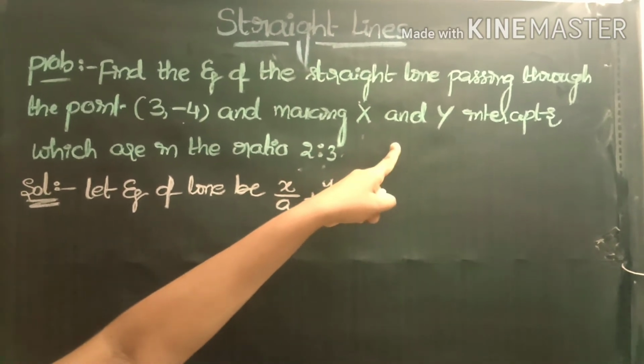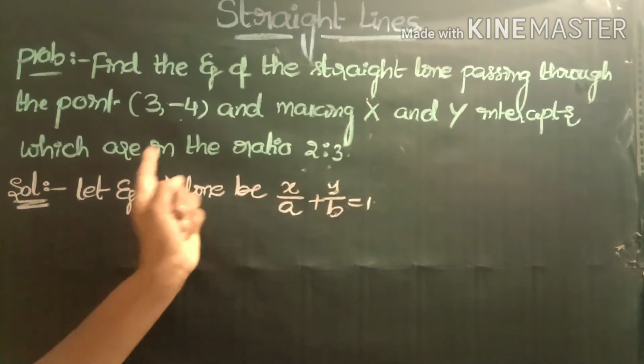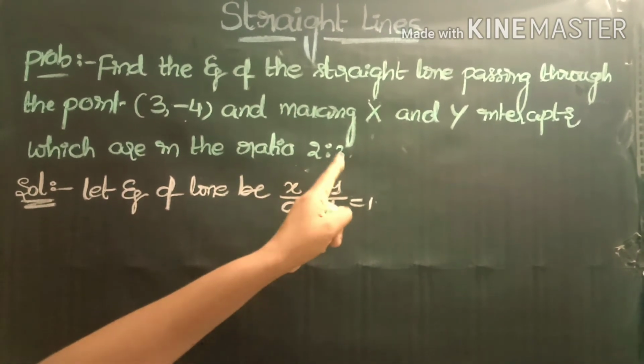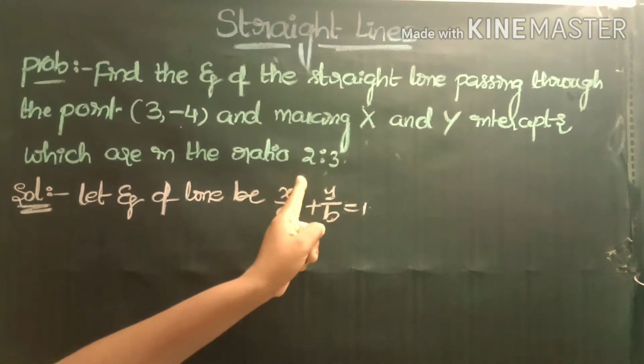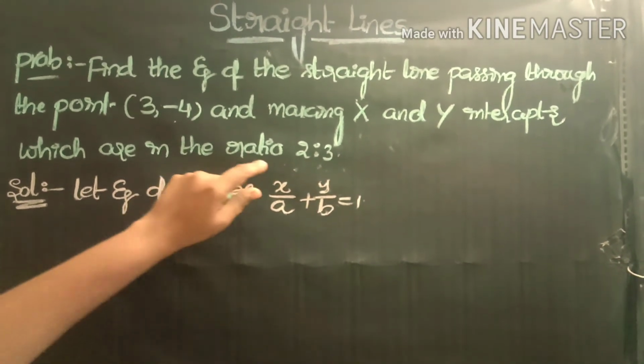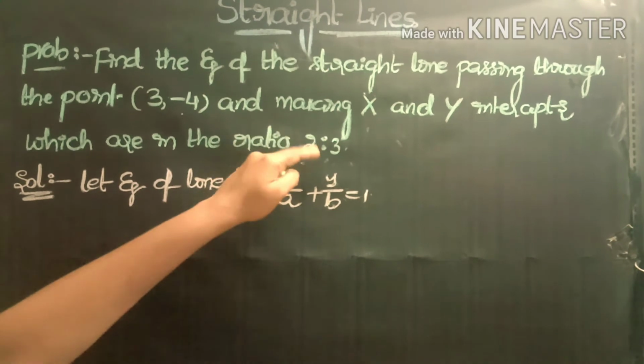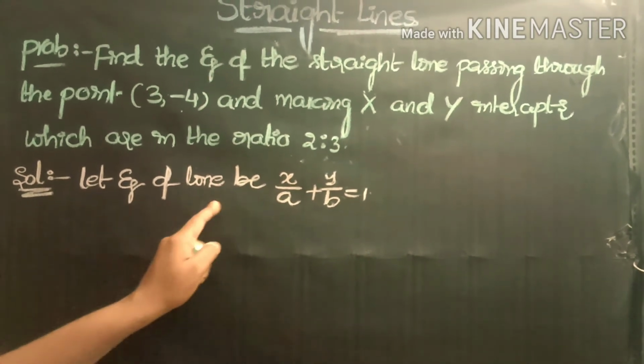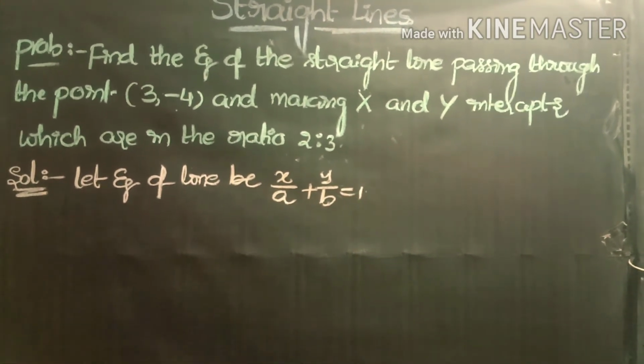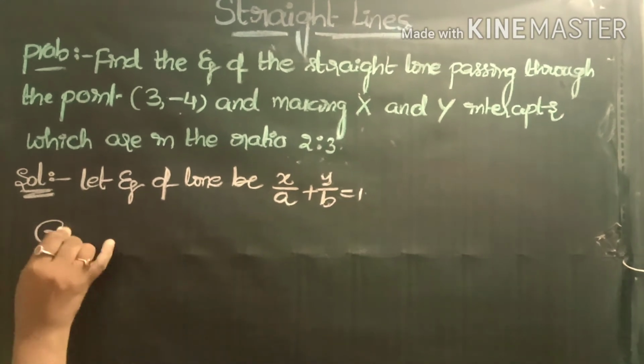What are the x, y intercepts? a, b. Given that the intercepts are in the ratio 2:3, that is, the given condition is a:b = 2:3. So here also we have the condition in terms of a, b. So we are taking the equation of the line as x/a + y/b = 1. Now we are writing the given condition here.